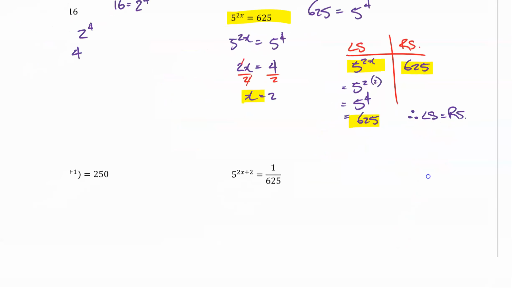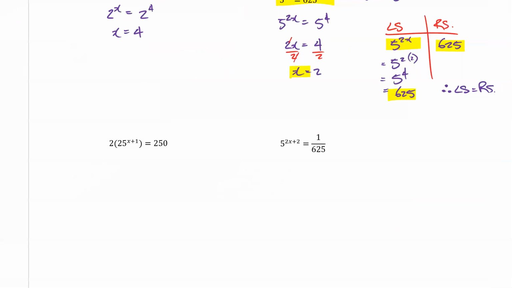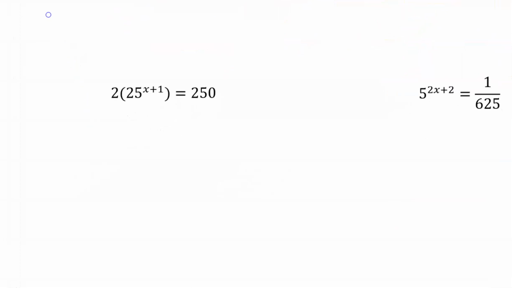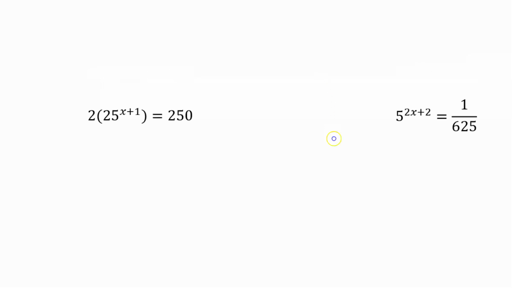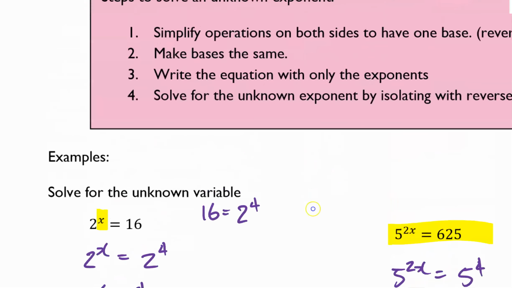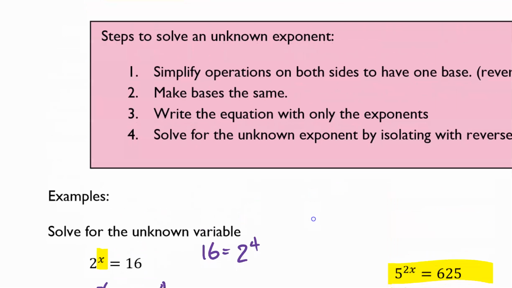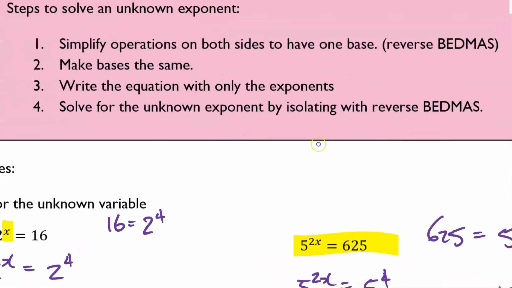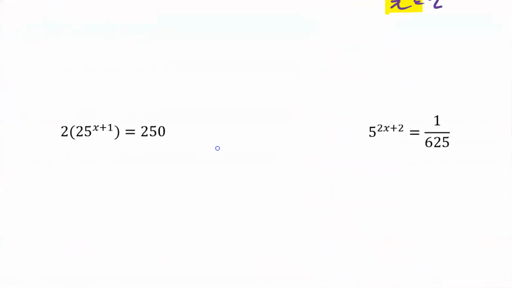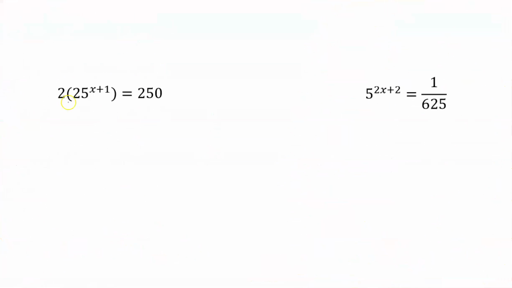Good? All right. Let's keep it going with this: 2 to the exponent 25x plus 1 is equal to 250. So I think step 1 is now being a part here. Because remember, step 1 said, let me scroll back up, simplify the operations on both sides to have only one base. And the tip was to use reverse BEDMAS. See, the problem is I don't just have the one base. I have 2 times the 25x plus 1. So I need to write it with just the one base.